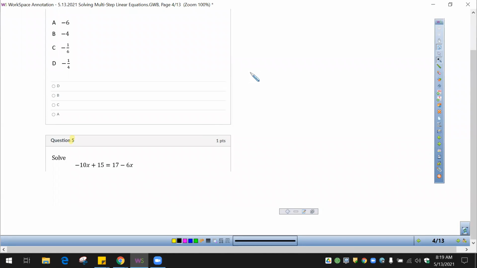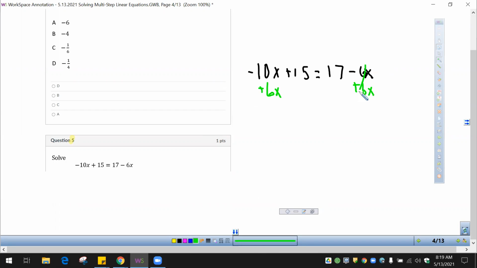This is also a variables on both sides. So write down the problem and then you'll move all the x's to one side. So this minus 6x, you'll do plus 6x. And this gets rid of it here. And then negative 10 plus 6 is negative 4x. Drop the 15 and drop the 17. And then it just becomes a two-step equation.